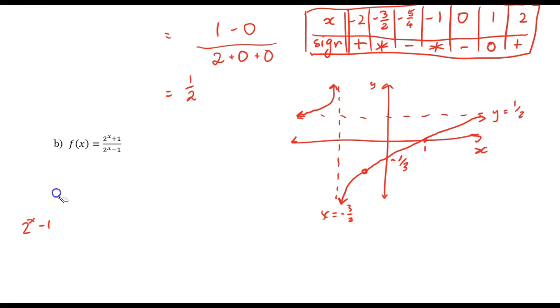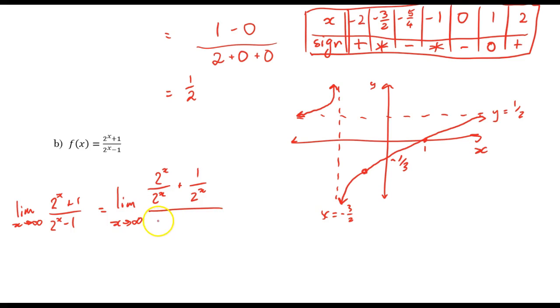Why have I written that like that? No idea. The limit as x approaches infinity of 2 to the x plus 1 over 2 to the x minus 1 is the limit as x approaches infinity of 2 to the x over 2 to the x plus 1 over 2 to the x, over 2 to the x over 2 to the x minus 1 over 2 to the x.